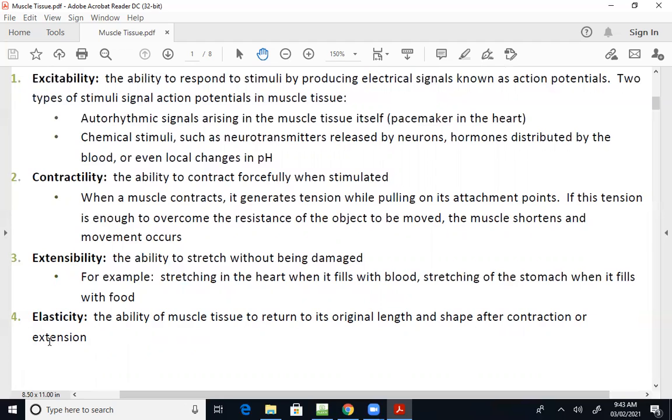So not only after it is pulled and lengthened can it return, but even after it shortens, it can return to its original length and shape. And like if you take a rubber band and you squeeze it into a ball, you let go, what's it do? It springs back, right? Okay, our muscles are very good at doing that.